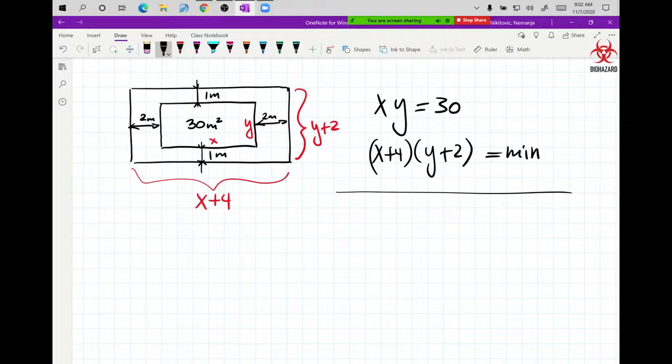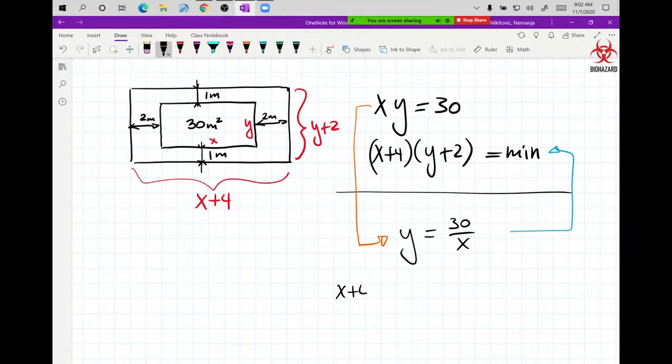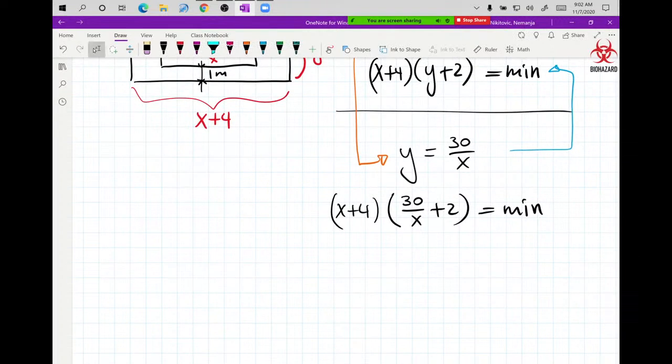All right, so the steps for solving these were always the same steps. Solve for one of the variables, y equals 30 over x. Take that, plug into the other formula, and have x plus 4, 30 over x plus 2 equals minimum. Work this algebra out, and then differentiate, and there's your x.